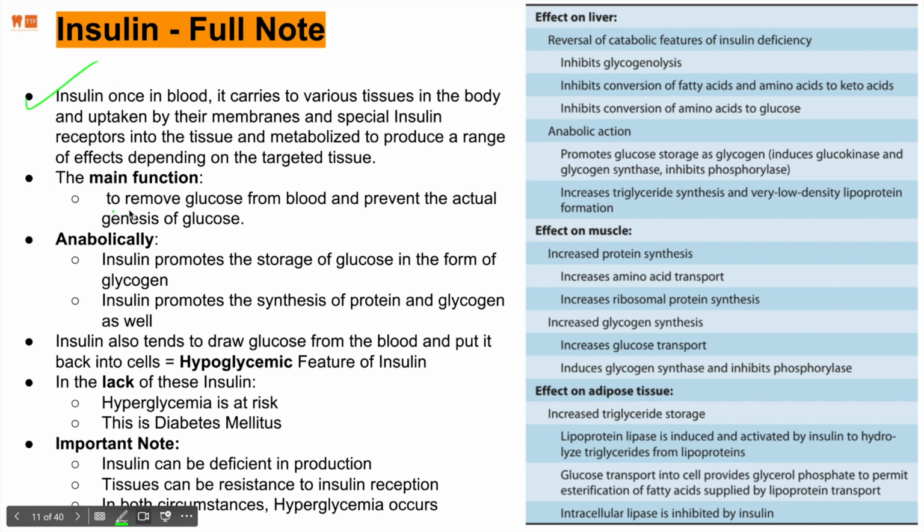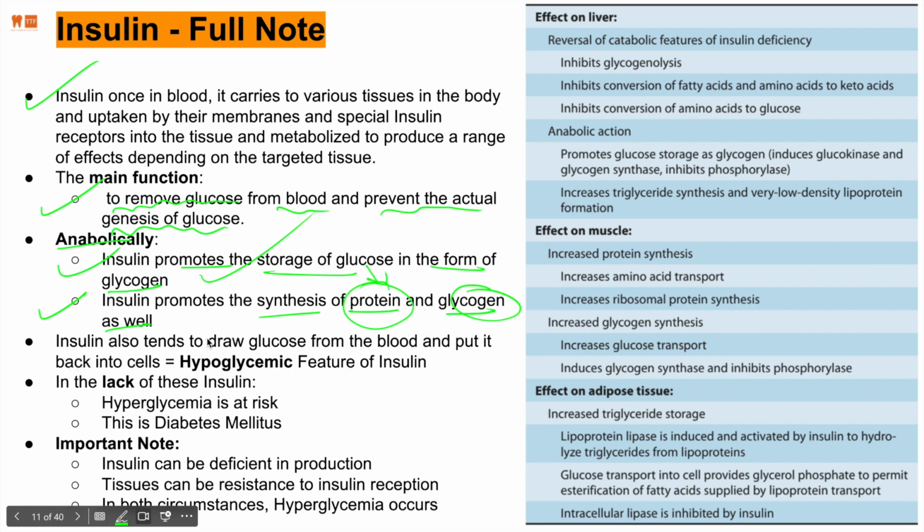The main function is to remove glucose from the blood and prevent the genesis of glucose. Two main functions: prevent glucose formation, and then of course whatever glucose exists, send it into tissues, organs, cells, so it stays out of blood. Anabolically, insulin promotes the storage of glucose in the form of glycogen. We went over that earlier. Insulin promotes the synthesis of proteins and glycogens as well. So it actually makes the storage containers. It actually produces protein that glucose is attracted to. Therefore, it promotes the anabolic action of storage of glucose.